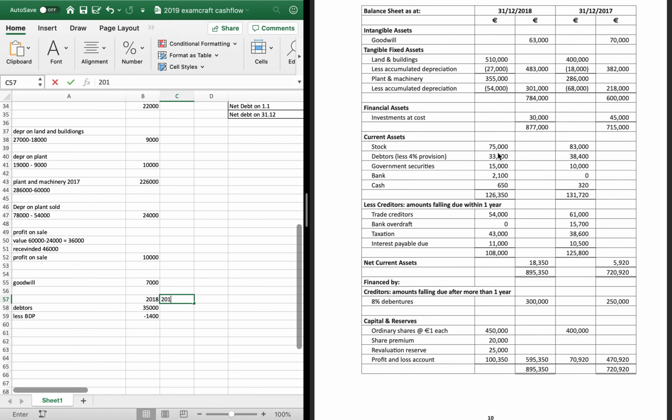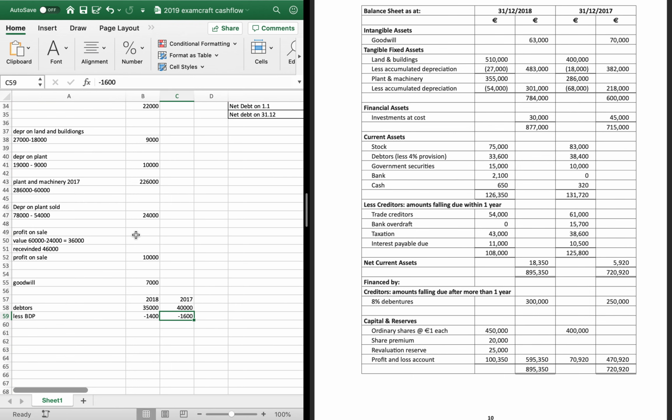We'll do the same for 2017. Take the 38.4. We're going to divide that by 96, and multiply it by 100, and that's 40,000. So that means the provision must have been 1,600. So there's a decrease in bad debt provision of €200.